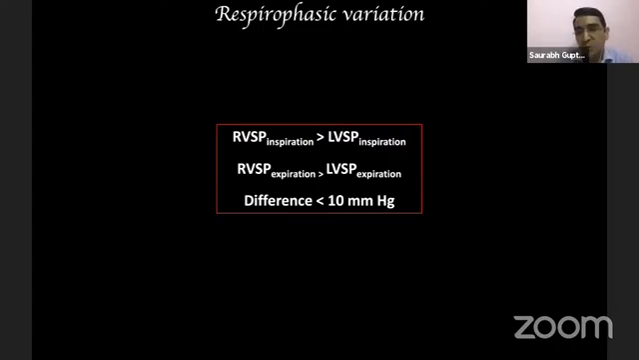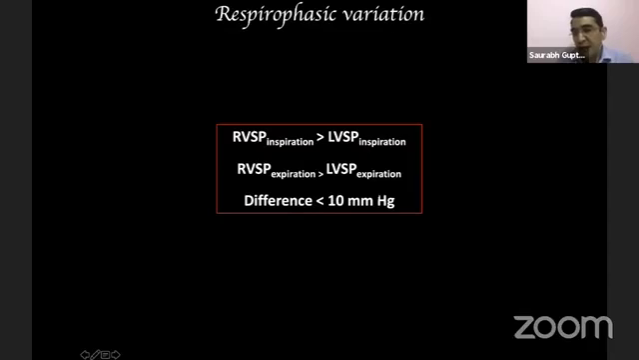So during inspiration, there is a negative intrathoracic pressure. Blood flows more into the right ventricle, and therefore the right ventricular systolic pressure is higher compared to left ventricular systolic pressure. During expiration, the reverse happens, but this difference is less than 10 millimeters of mercury.